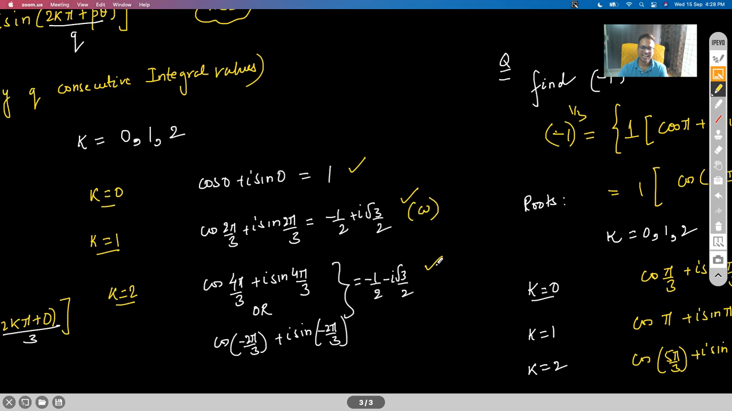And this term, which is basically the second term that you see over here, this is omega square. Now, is omega square just a kind of symbol? Is it actually the square of omega?